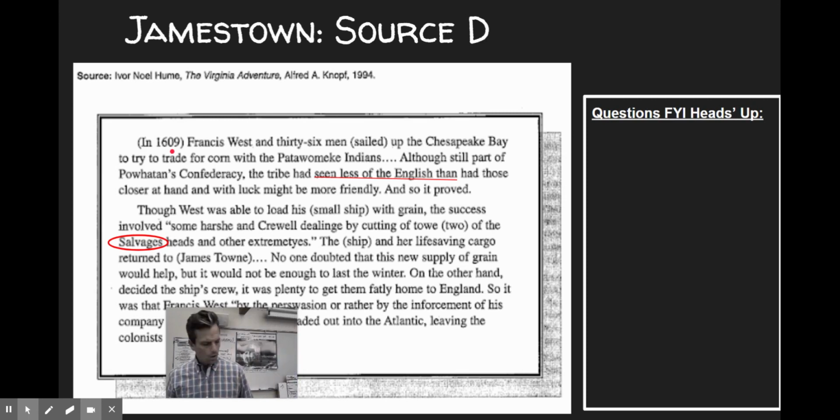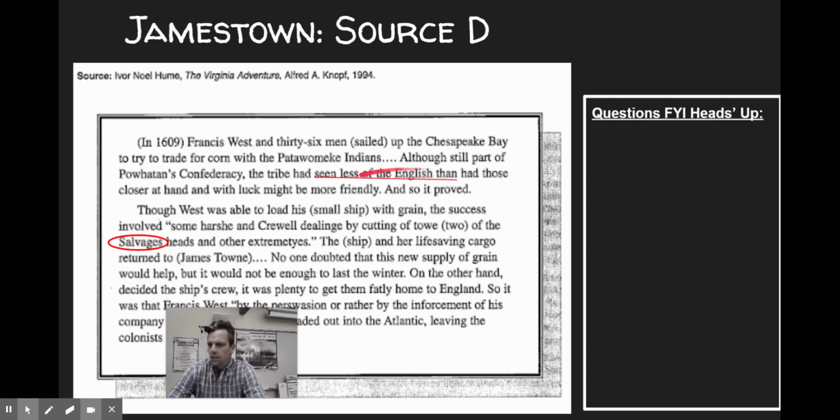Let's see. We want to find out about Francis West and why he's going up the Chesapeake. That's strange, up the Chesapeake. They were up the James River, so that means they would have had to come out the James and back up further into the Chesapeake. Oh, here it is. It says, to try to trade for corn with the Potawatomi Indians. All right, so 1609, we're nowhere in the starving time, and this is a little trade mission. He's going with 36 men, sailing up the Chesapeake Bay to try to trade for corn. That's a large trade mission.